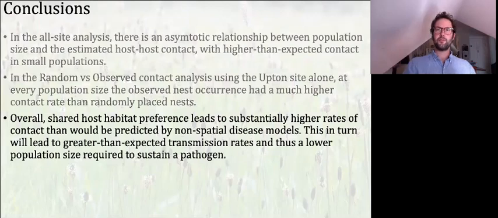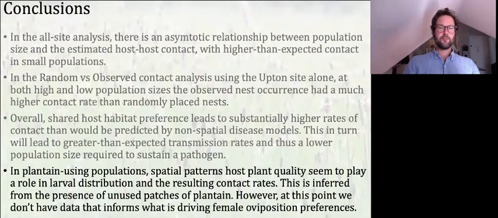And overall, shared host habitat preference leads to substantially higher rates of contact than would be predicted by non-spatial disease models. This in turn will lead to greater than expected transmission rates, and thus a lower population size required to sustain a pathogen. Then finally, in plantain-using populations, spatial patterns of host plant quality seem to play a role in larval distribution and the resulting contact rates. This is inferred from the presence of unused patches of plantain across the site. However, at this point, we don't have data that informs what is driving female oviposition preferences.